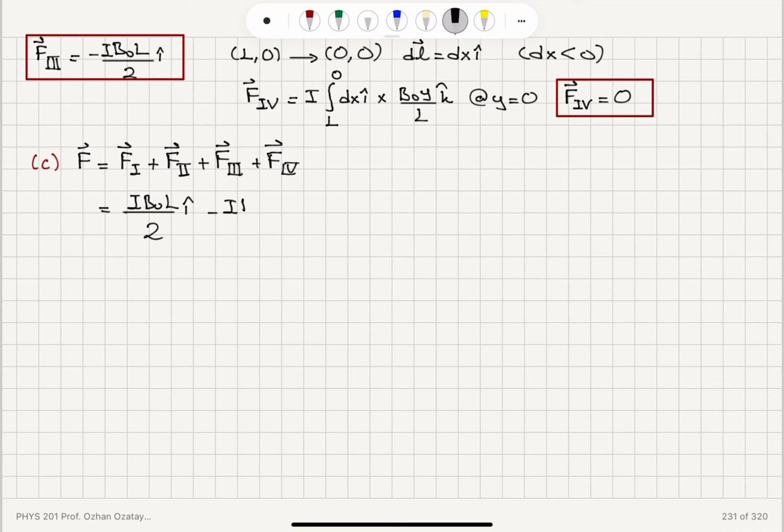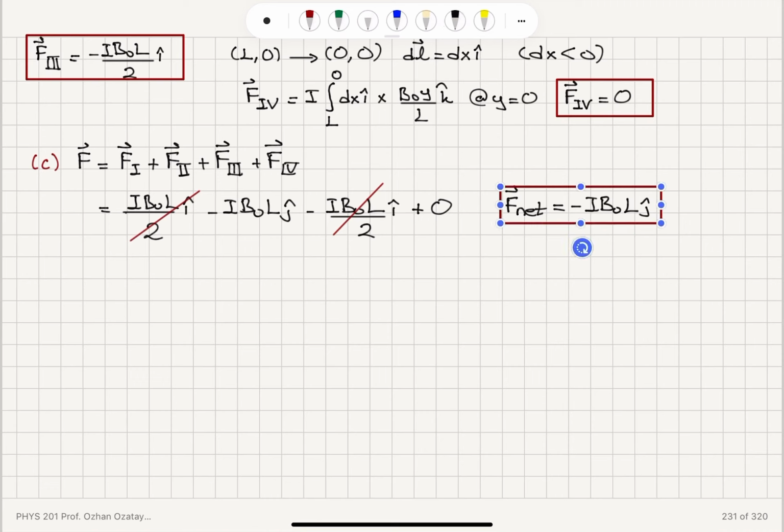minus I B0 L J hat. Force on the third segment is here, minus I B0 L over 2 I hat. So this is minus I B0 L over 2 I hat. Now you can see that these two terms will basically cancel. And there is the fourth segment, which is 0. So I find that the net force acting on this current loop is minus I B0 L in J hat direction.